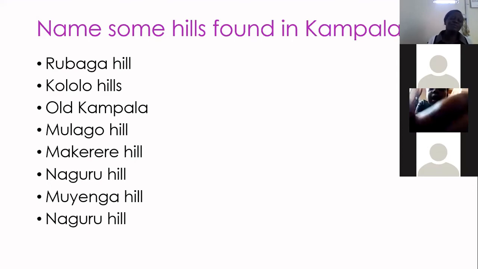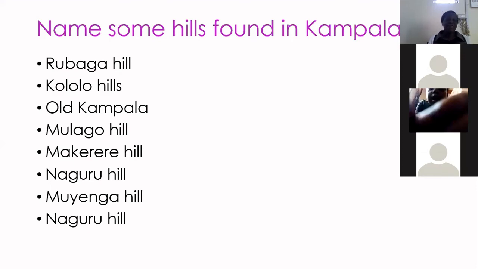Then we are talking about Mulago. At first, when we were looking at the important places found in Kampala, I told you that we have the main referral hospital, which I talked about as Mulago Hospital. So in Mulago Hospital, we have Mulago Hill. It's found on that hill. So the feature which is found in Mulago Hill is Mulago Hospital. Are you getting me, my children? Am I too fast?